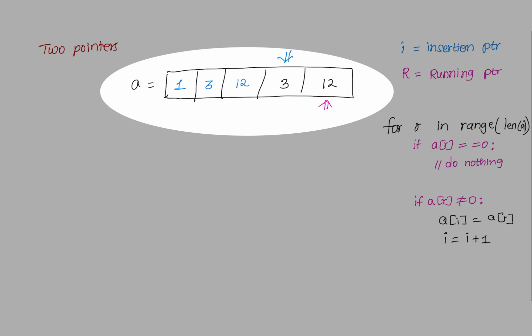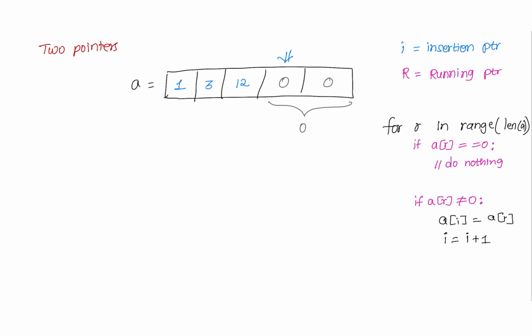Now we have completed our loop. All we need to do now is, from the insertion pointer till the end of the array, fill with zeros, and boom, we are done. And guess what? We did it without using an extra array. And time complexity is the same. Now let's look at the code. It is super easy.